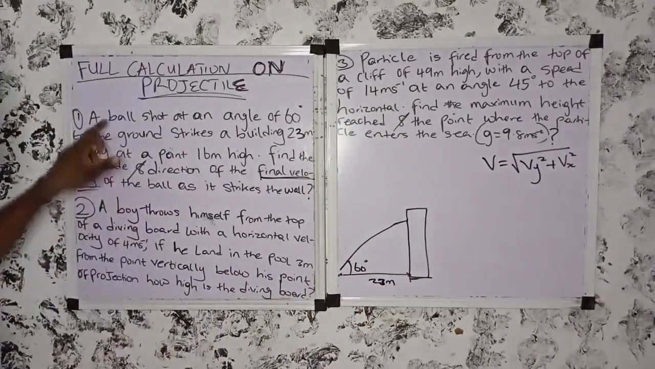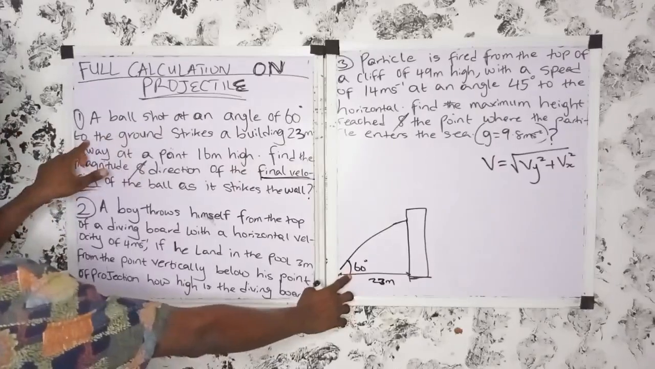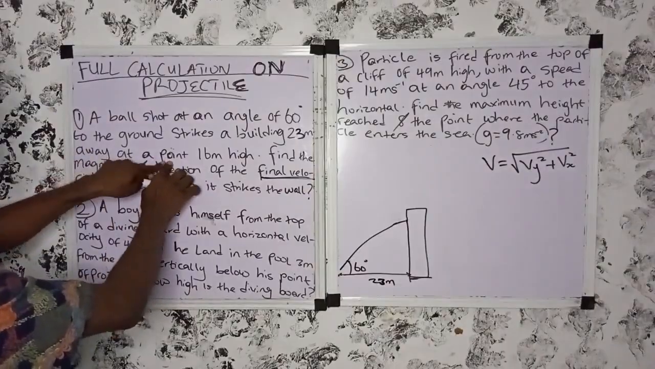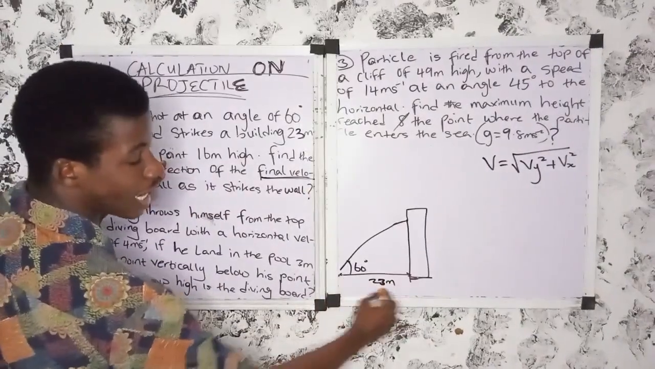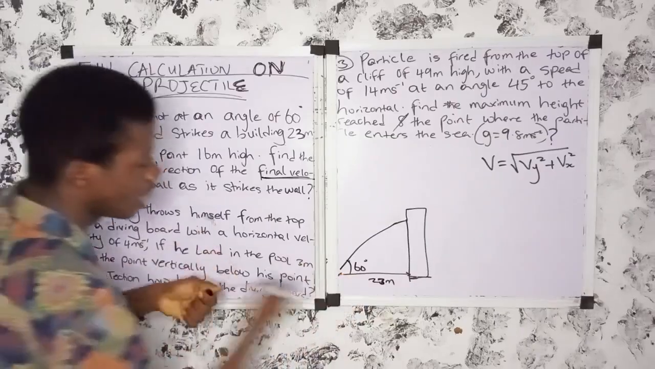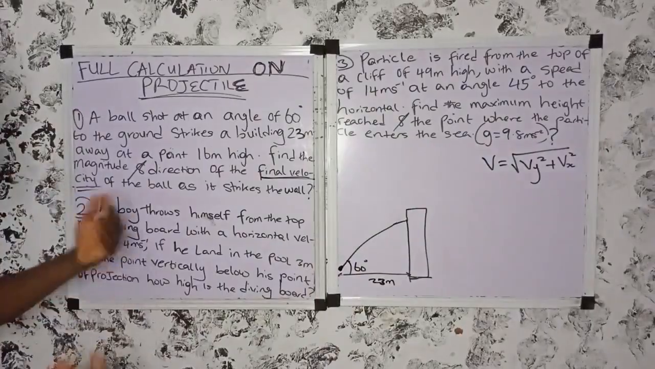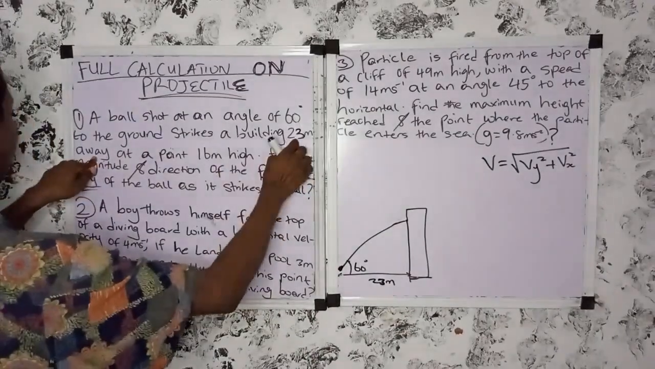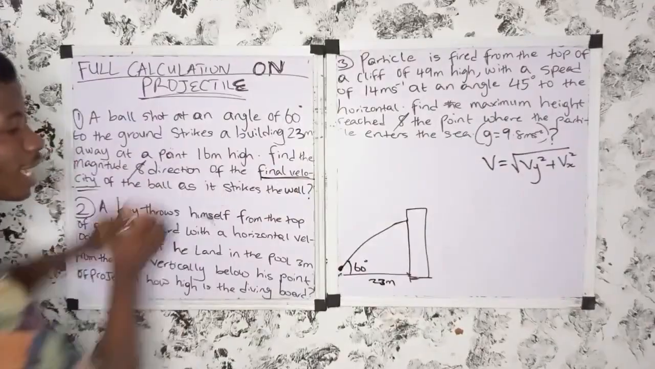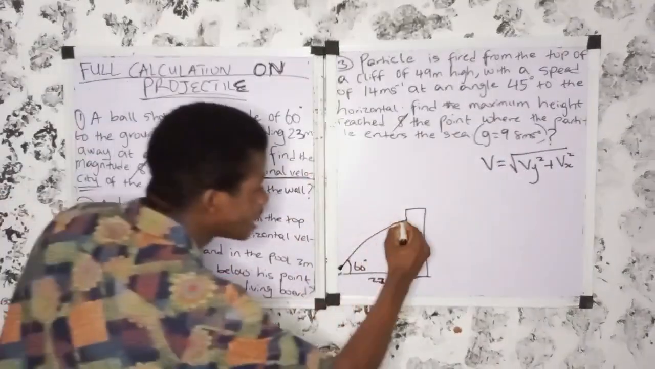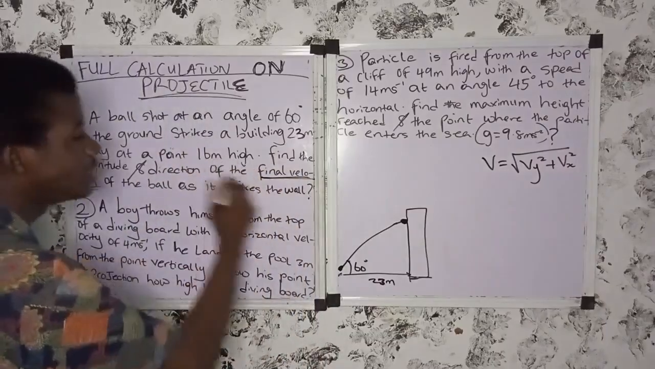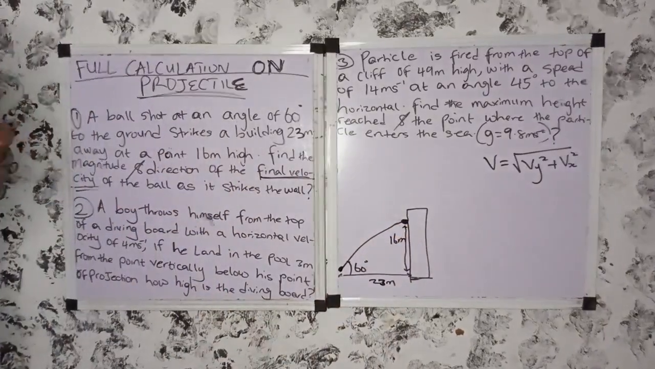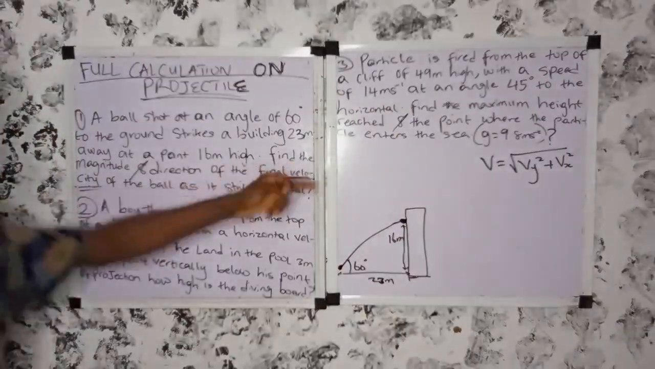A ball shot at an angle of 60 degrees to the ground strikes a building 23 meters away at a point. Now, the building is 23 meters away from where? From where the ball was projected, right? Let's say this is the ball. It strikes a building 23 meters away at a point 16 meters high. So the ball strikes the building at what point? 16 meters high. I don't know if you understand. 16 meters high.